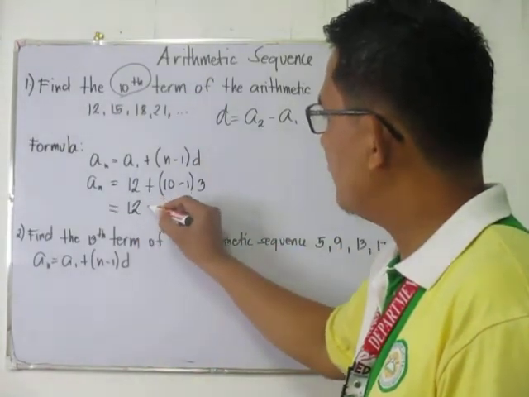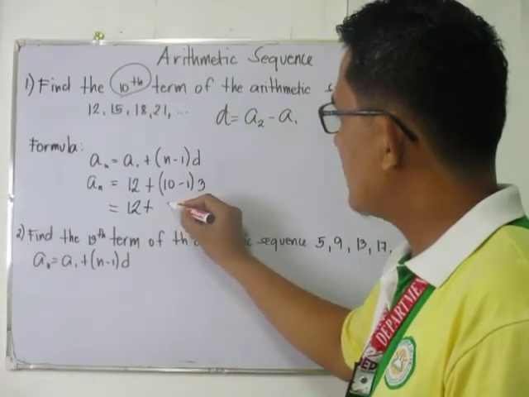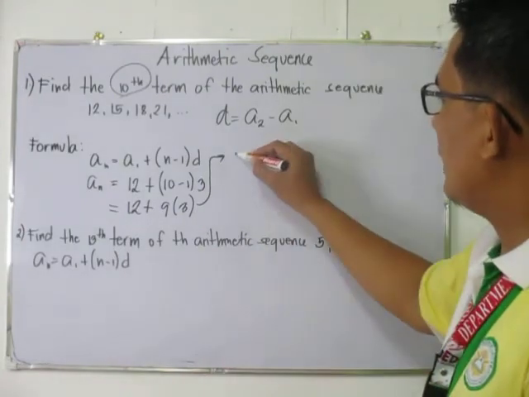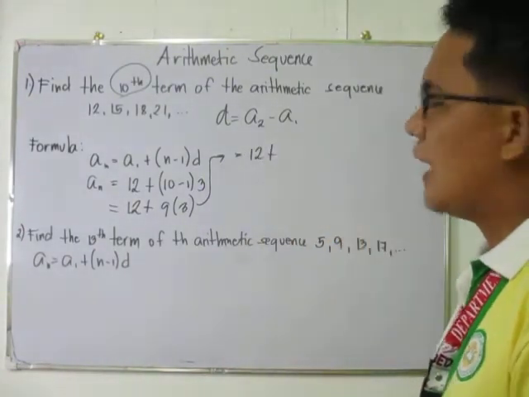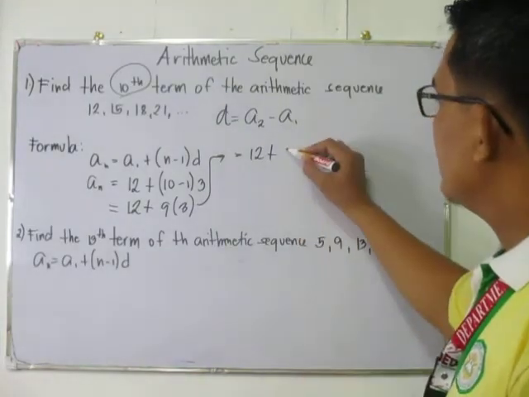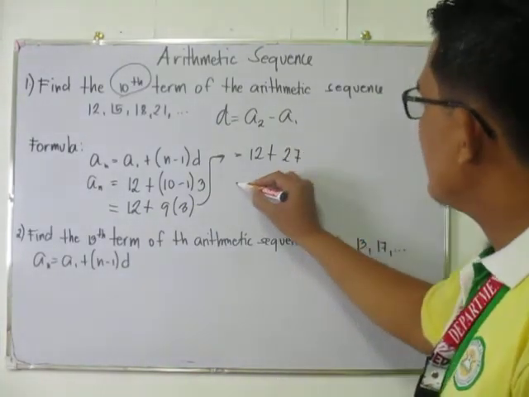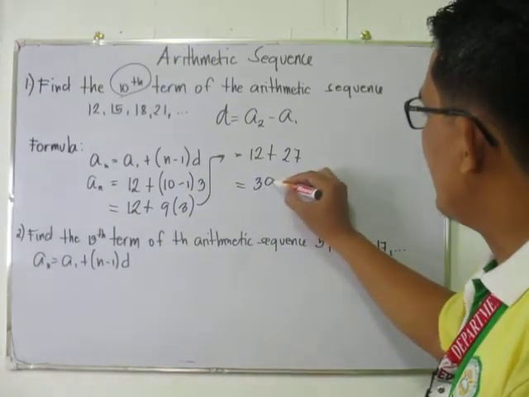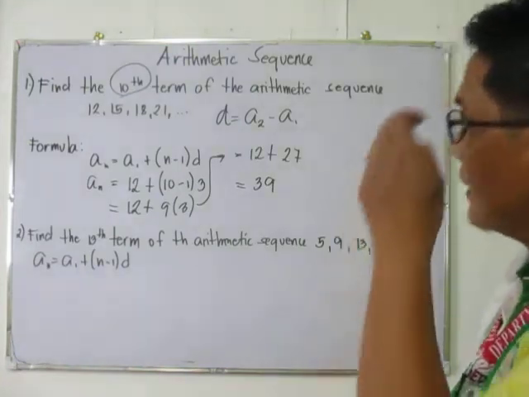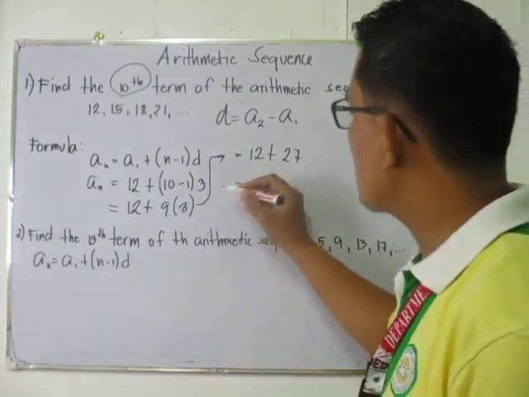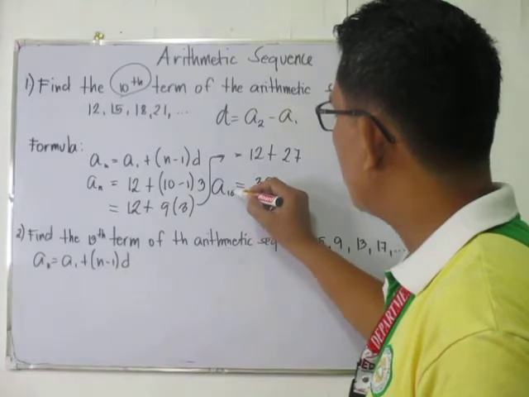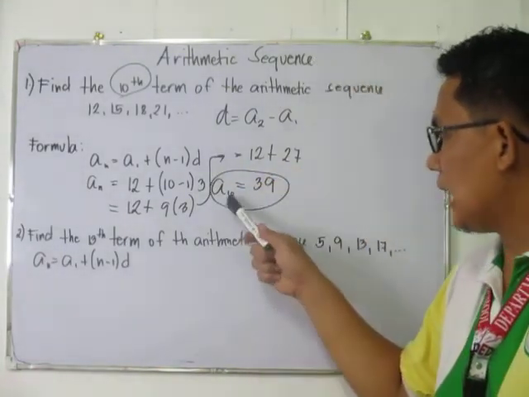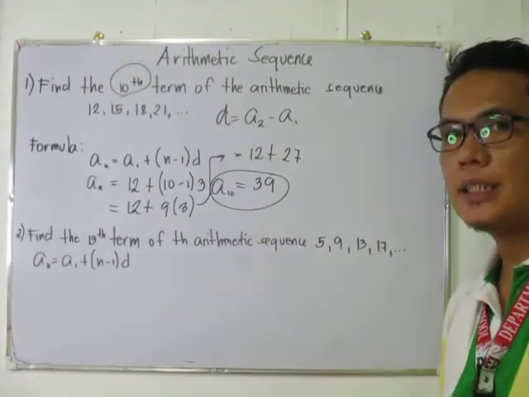Then simplify things. So this is 12 plus 10 minus 1 is 9, times 3. Copy 12, plus 9 times 3 is 27. What is 12 plus 27? And that is 39. Therefore, our 10th term is 39. So our answer becomes a sub 10 is 39, which means that the 10th term of the sequence is 39.